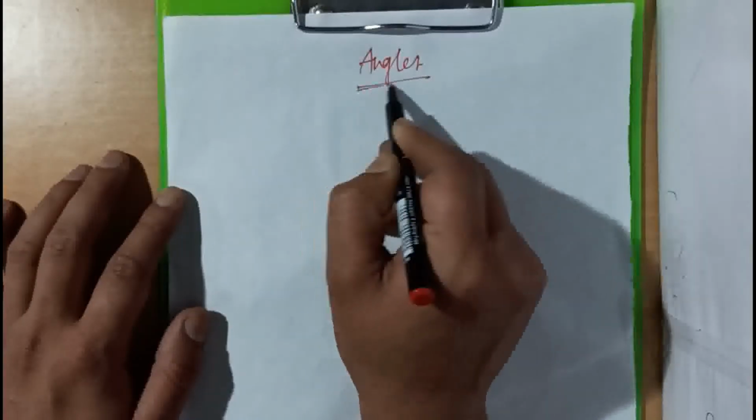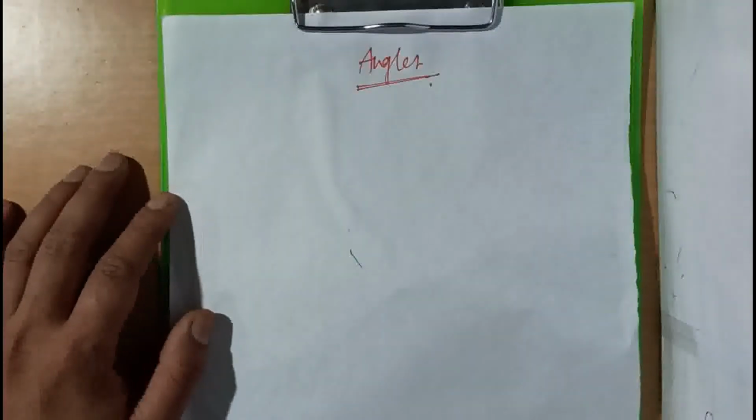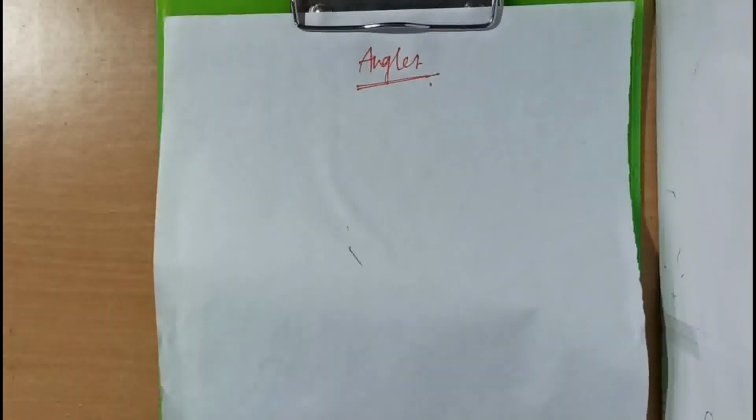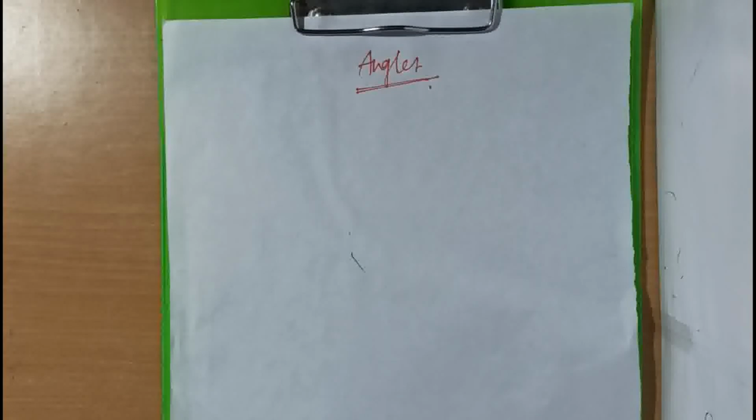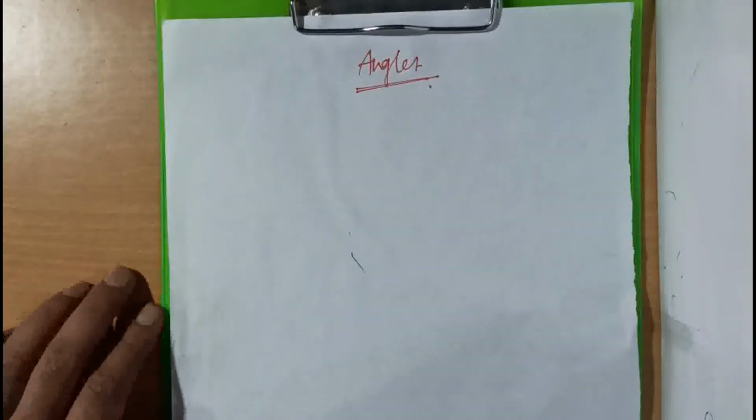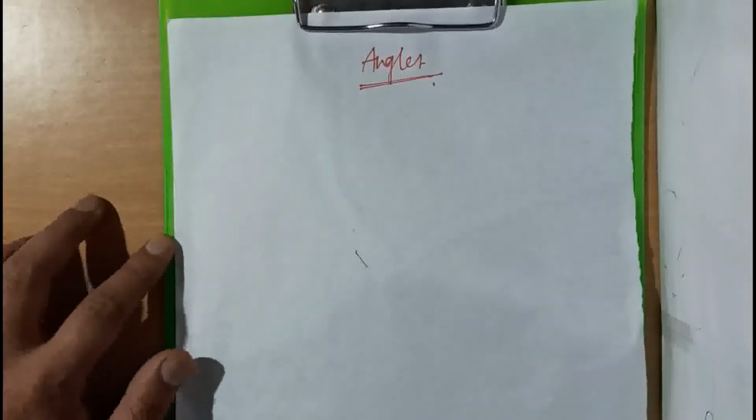So about angles you already have learnt in your earlier classes. Some idea you have got. So here we will see about the angles in detail. So before that, let us ask a question: how do you get an angle?